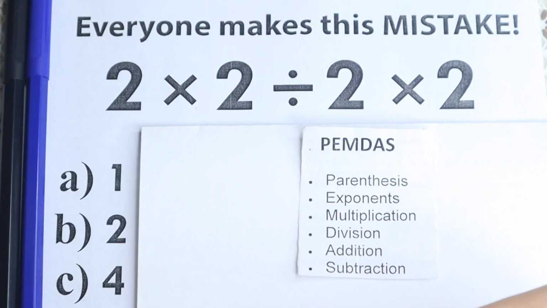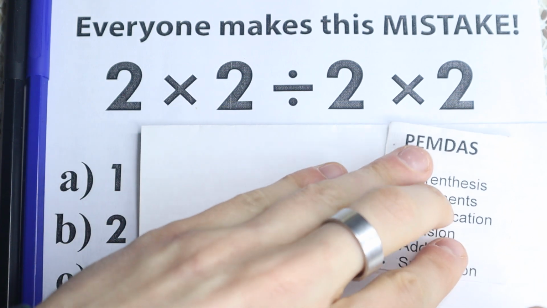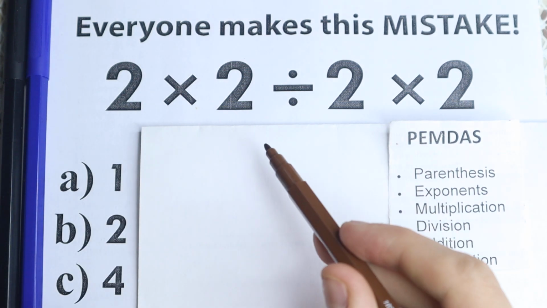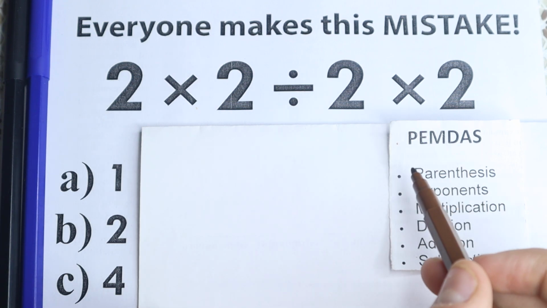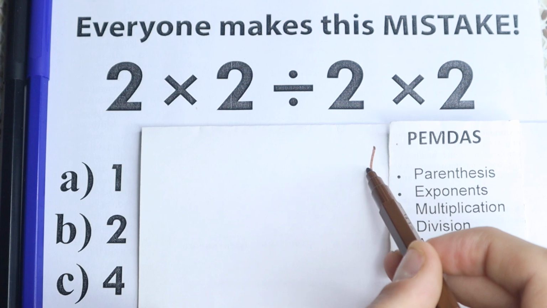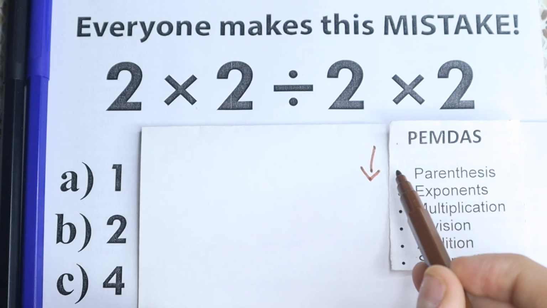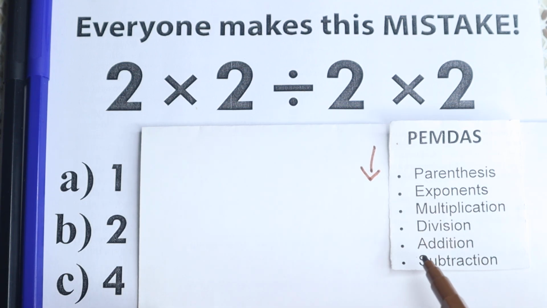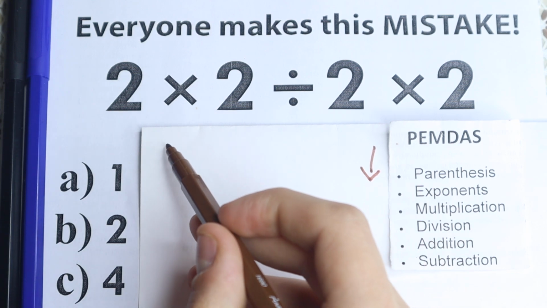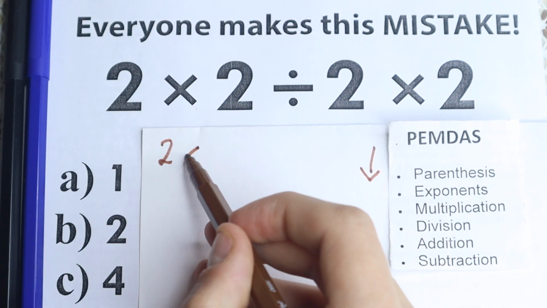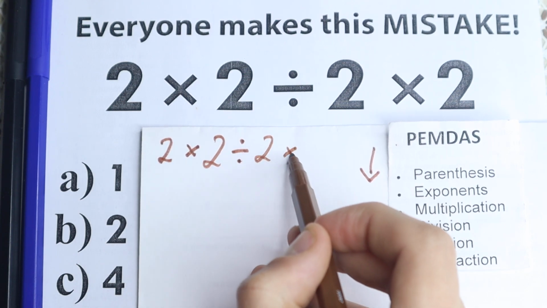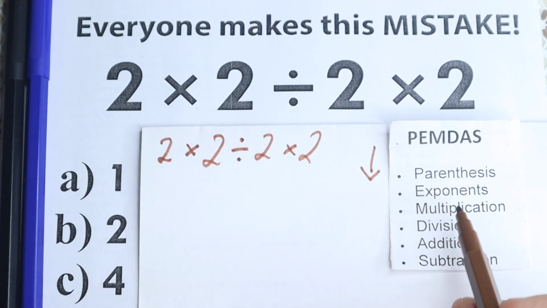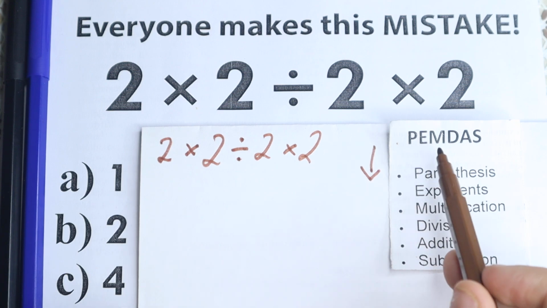So I just take this paper away and we have this PEMDAS order of operation. Here's our question, here's our order. Let's try to solve it correctly according to PEMDAS. First of all, PEMDAS works from the top to the bottom right here. The first step is parentheses, and the last step is addition and subtraction. So let's rewrite our question: 2 times 2 divided by 2 and times 2. Let's look at it from the perspective of PEMDAS.